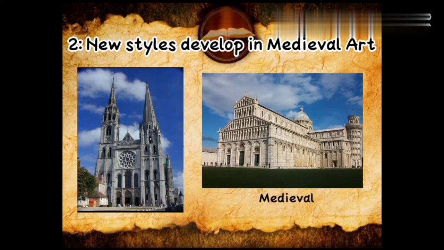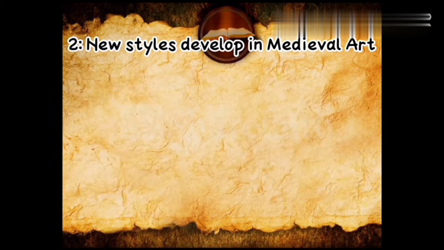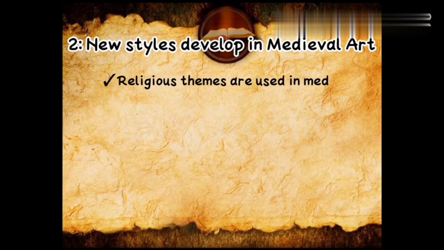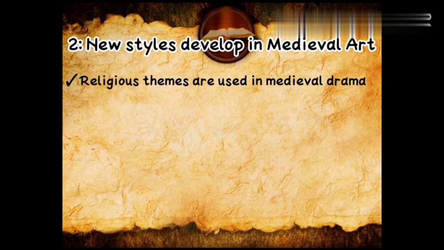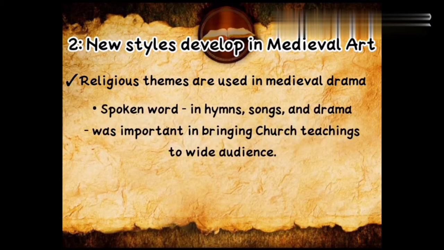So later, in the continuation of our discussion, we will find out what are the examples of medieval literature. Religious themes are used in medieval drama. Despite the revival of learning, most people in the Middle Ages still could not read or write. Spoken words in hymn songs and dramas was important in bringing church teaching to a wide audience.